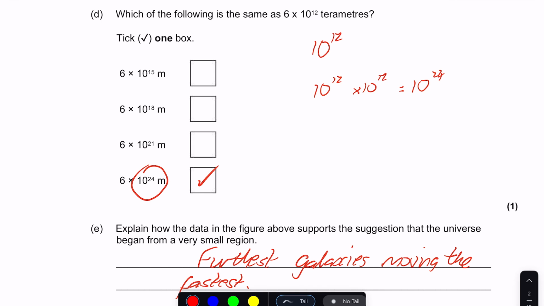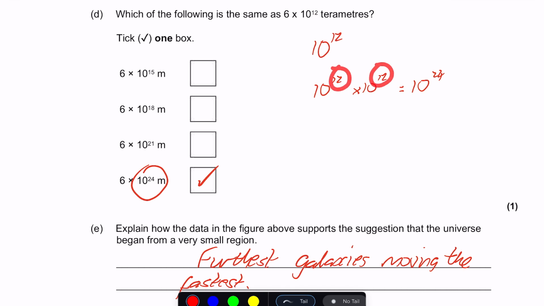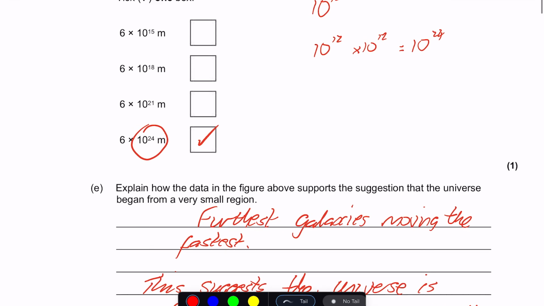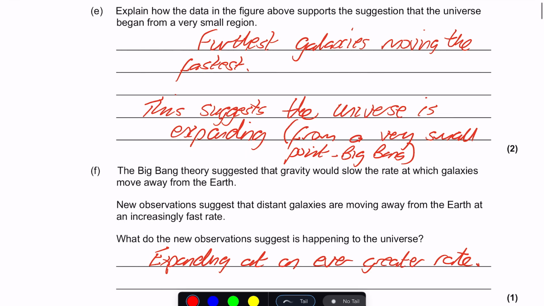D, which of the following is the same as 6 times 10 to the 12 terameters? Well, tera is 10 to the 12. So you've got 10 to the 12 times 10 to the 12, which is 12 plus 12, which is 24. So 6 times 10 to the 24. So remember all your powers of 3. We've talked about that a lot in science lessons. So you will probably get a question like that with your standard form and powers of 3.